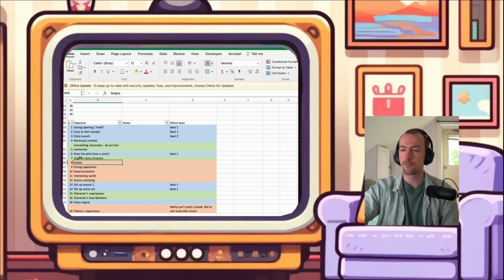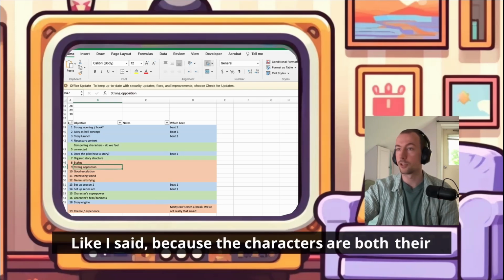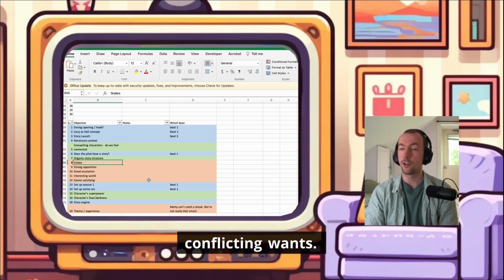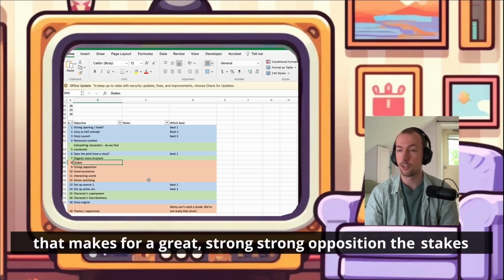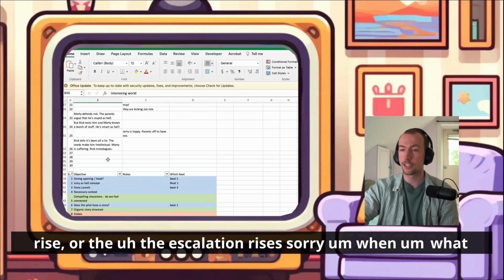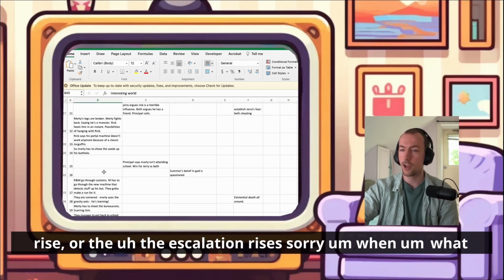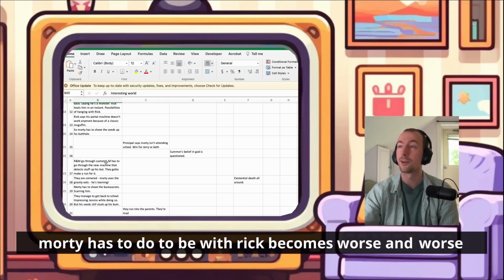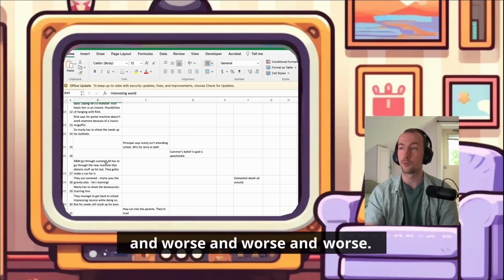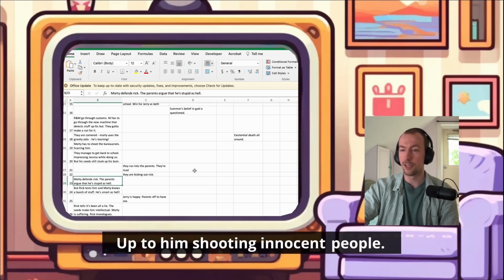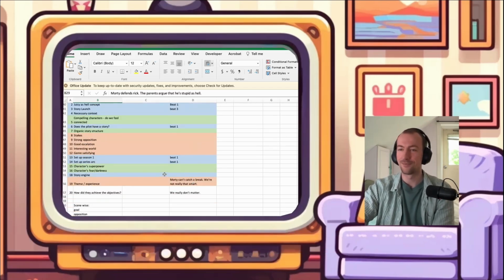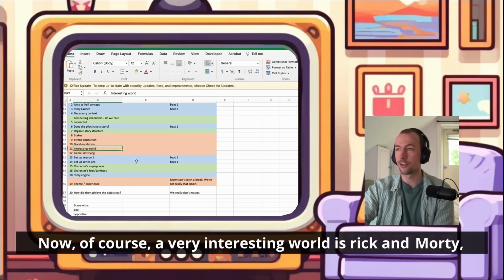Let's go to opposition. Strong opposition. Like I said, because the characters are both the protagonists and the antagonists at the same time, they have conflicting wants. That makes for a great, strong opposition. The escalation rises: what Morty has to do to be with Rick becomes worse and worse, up to him shooting innocent people who are just trying to do their job. So that's magnificent. Now, of course, Rick and Morty is a very interesting world.